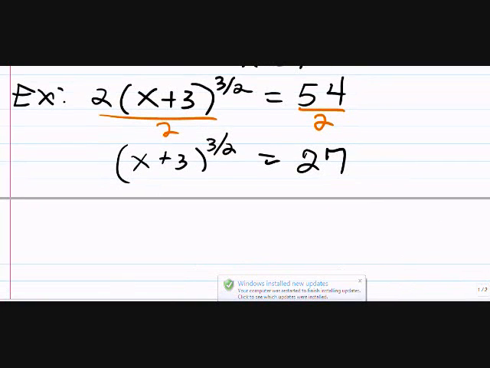Okay. Now what I need to do is figure out how I can get rid of that exponent 3/2. And when I had a square root, I squared both sides. So I wonder what the opposite of raising something to the 3/2 power would be. Raise it to the 2/3 power. Very nice. Yeah, it's the reciprocal.